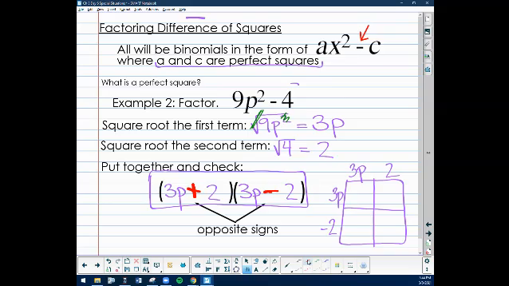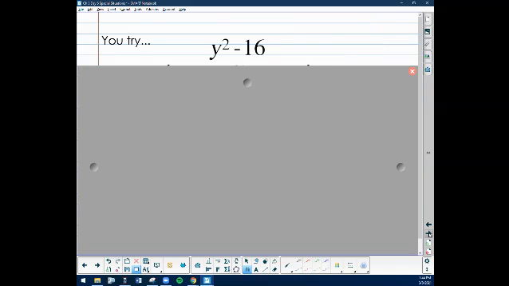Okay, now it's time for us to try. Follow the same pattern. So you try square root of the first, square root of the second, and then you're always going to have parentheses with opposite signs. So go ahead and do this problem. Pause the video. Try this problem.